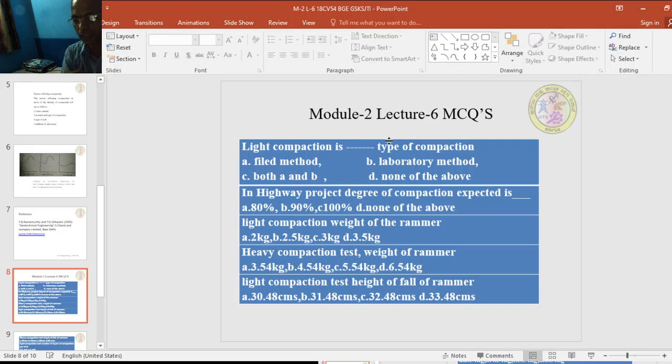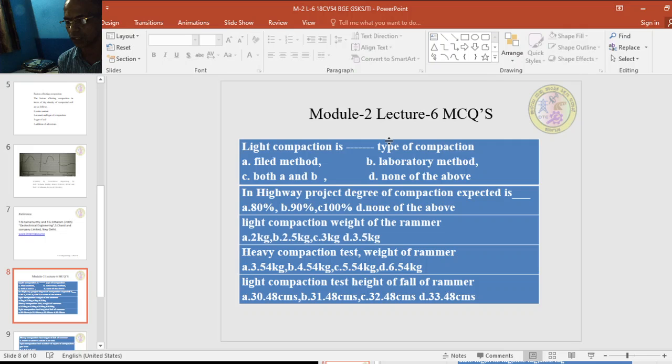In light compaction, weight of rammer is option A 2 kg, option B 2.5 kg, option C 3 kg, option D 3.5 kg. Actually, it is 2.6 kg. Close to that answer is B, therefore 2.5 kg. In heavy compaction test, weight of rammer is option A 3.54 kg, option B 4.54 kg, option C 5.54 kg, option D 6.54 kg. Option B, 4.54 kg.